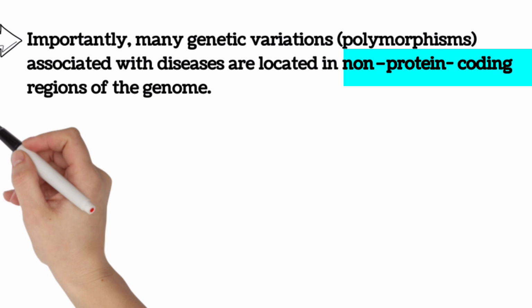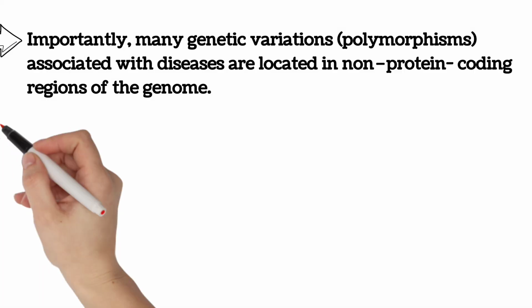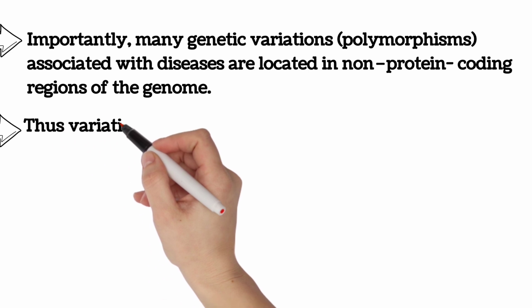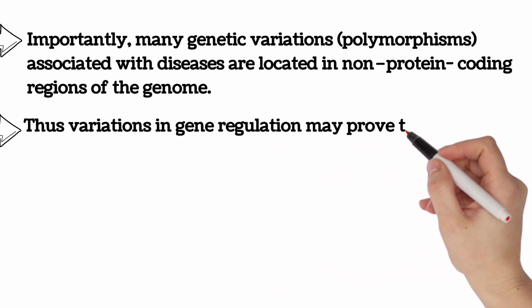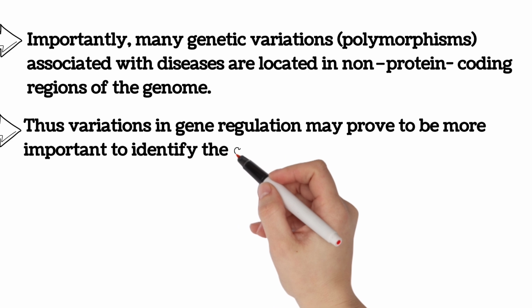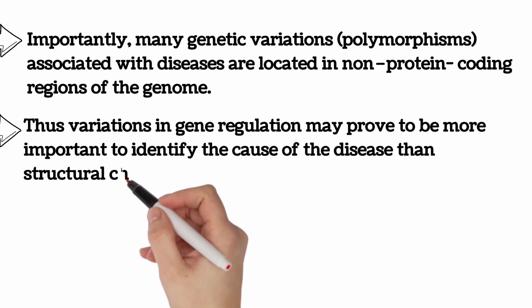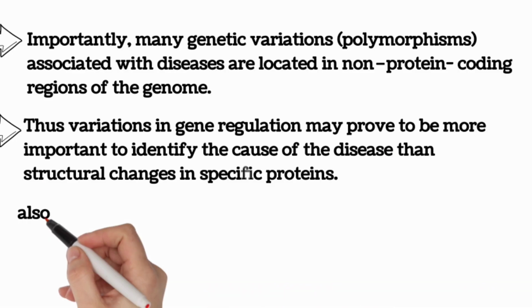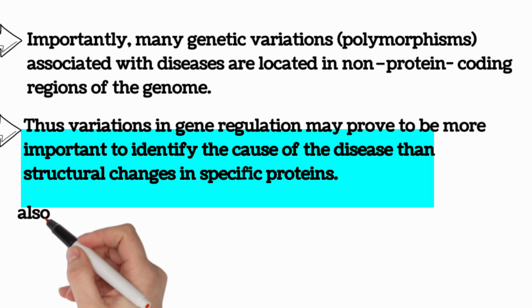We already know that they regulate the gene expression. So there will be a hamper in regulation of gene expression, but the proteins that are formed will be okay. Hamper in gene regulation मतलब कभी ज़्यादा जीन कोड कर दिया और कभी जीन कोडिंग हुआ ही नहीं, रिप्रेस हो गया, पर जो जीन कोड होगा वो बढ़िया होगा, जो प्रोटीन्स एकदम मस्त होगा. Thus, the variation in gene regulation proved to be more important to identify the cause of the disease than structural changes in the specific proteins.